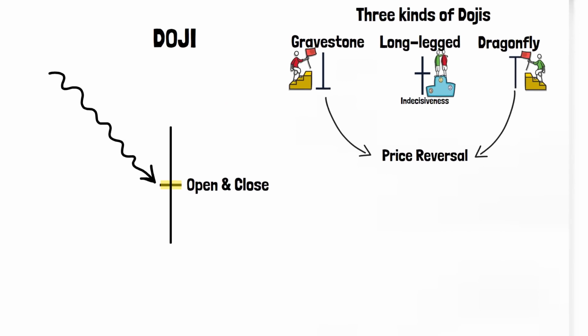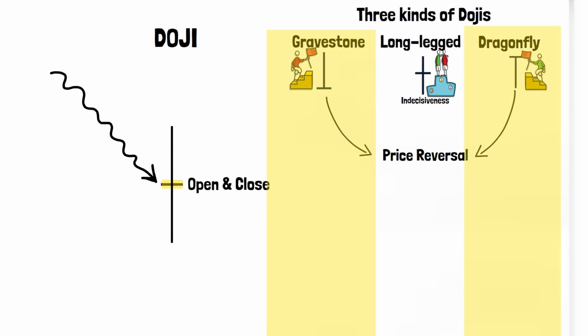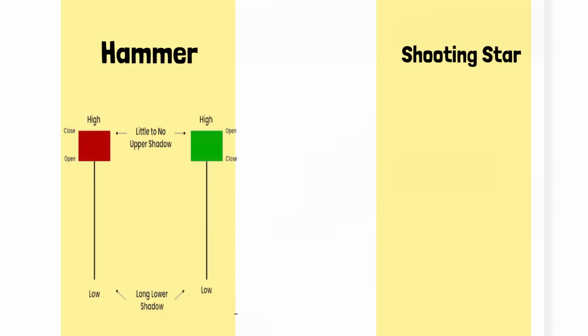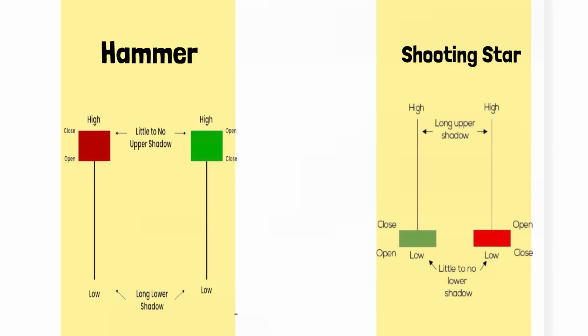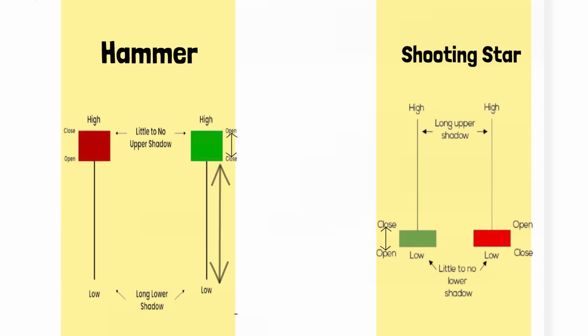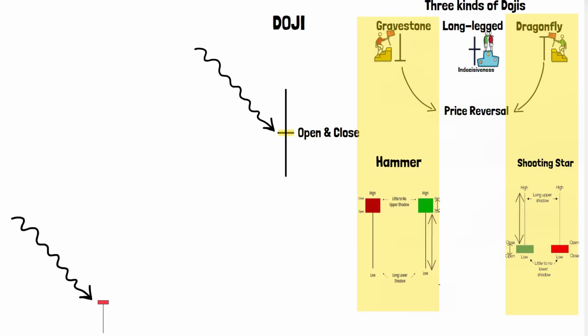The Dojis, especially the gravestone and dragonfly Doji, are quite similar to other candlestick patterns like the hammer and shooting star. In both these patterns, the closing price of the candle period is very close to the opening price, and the candle has a long wick. On the chart, the hammer can represent a bullish reversal signal and is quite useful when you want to catch the reversal in a downtrend. The candle gets formed as sellers fail to keep the prices down during the period, and the buyers take over to bring the price back towards the opening price.